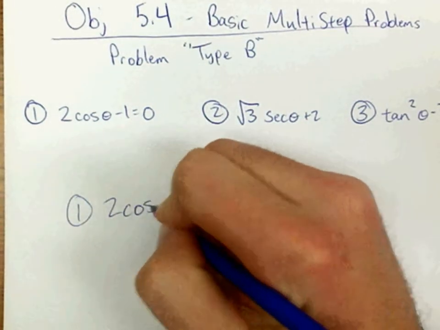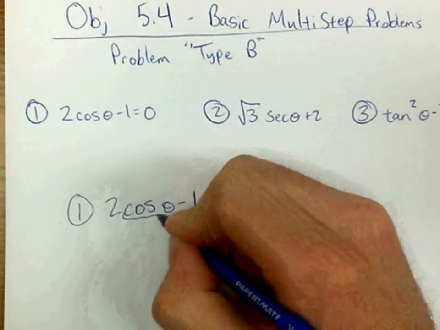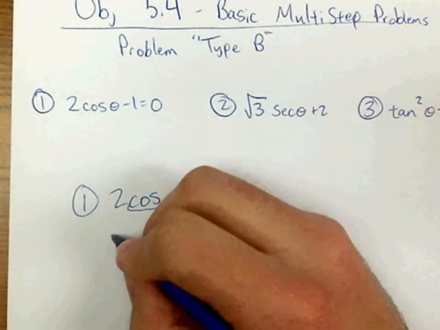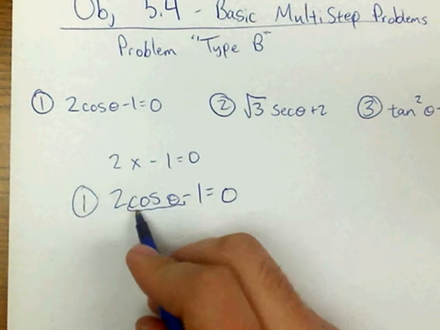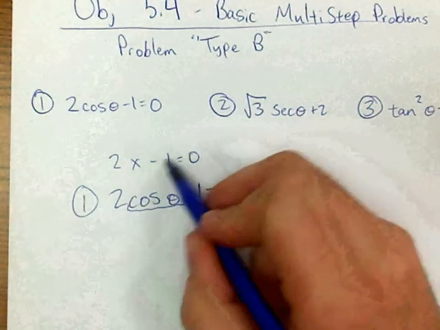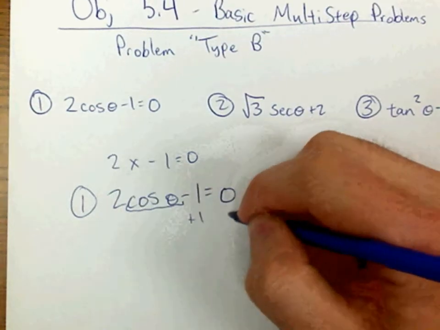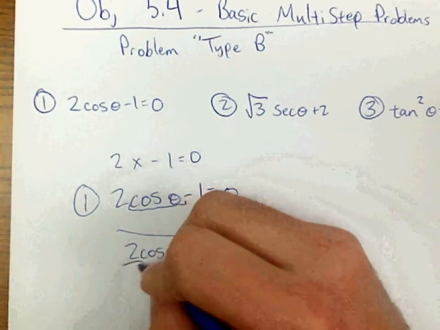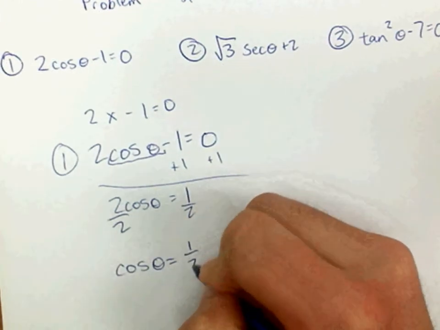So 2 cosine theta minus 1 equals 0. Now the key to each type of problem that falls into this category is you first need to isolate your trig function, which in this case is cosine theta. To do that, you basically just need to pretend that you are solving an equation with a variable. So instead of cosine theta, what would you do if there was an x here? If it was just an x, we would want to add 1 and then divide by 2. So for this problem, we're going to add 1. 2 cosine theta equals 1, and then divide by 2. So cosine theta equals 1/2.